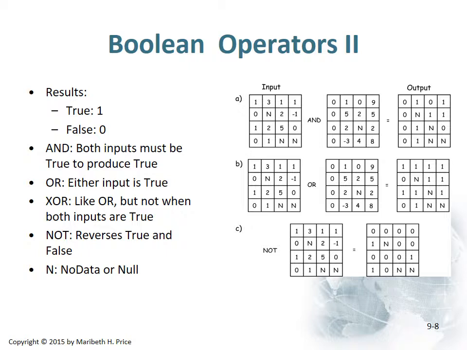The OR operator means that either input being true is enough for the result to be true. XOR works like OR, but again, exclusive OR. When both inputs are true, we're losing the intersected area that's common between them. NOT reverses true and false. And the N is no data, or in our secondary textbook known as a null. So anything combining with a null or no data in ArcGIS results in no data.